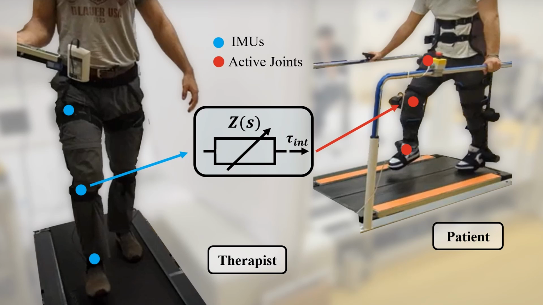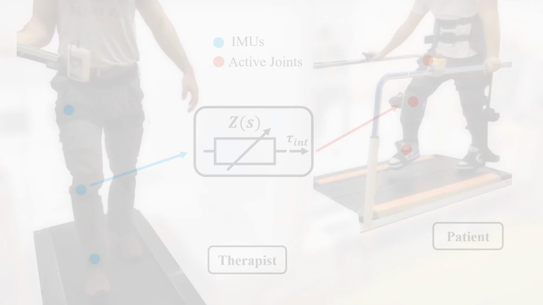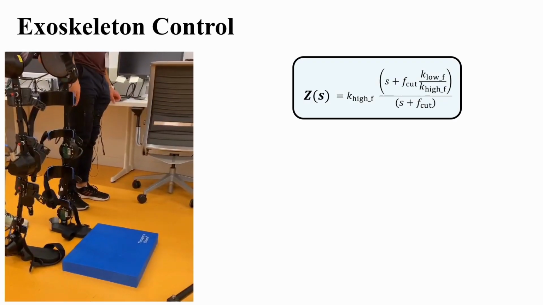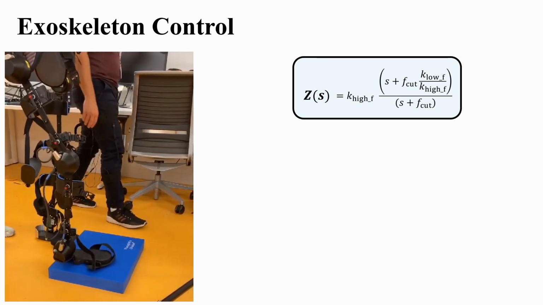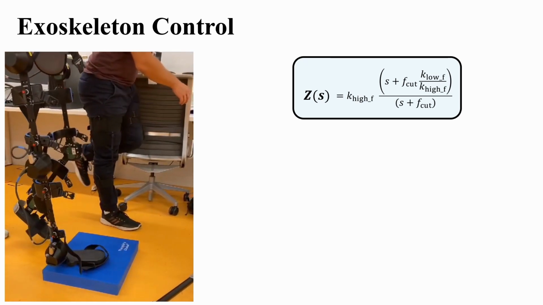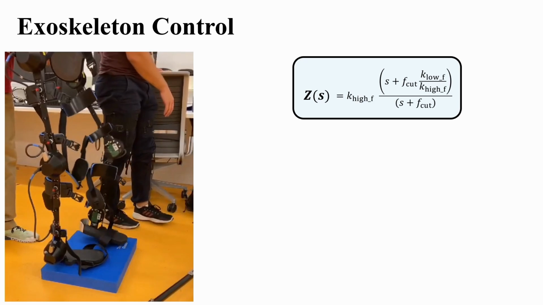This allows the therapist to use their expertise to intuitively adapt to each patient's impairments and facilitates unstructured rehabilitation scenarios like training with obstacle avoidance. To implement the virtual interaction between therapist and patient, we propose an impedance control designed in the frequency domain, targeting specific movement frequencies for different patients and training types.